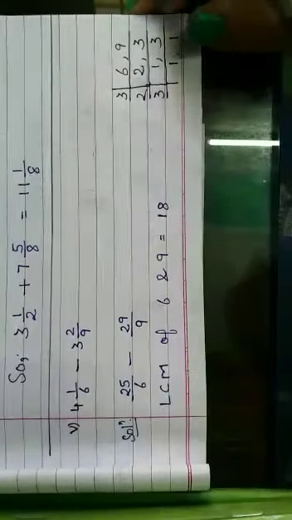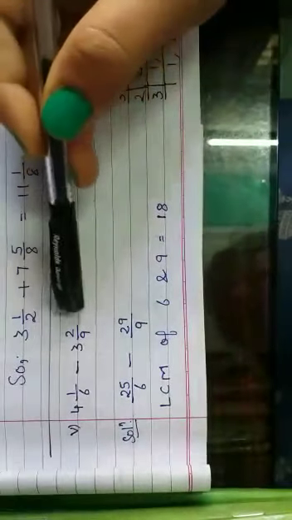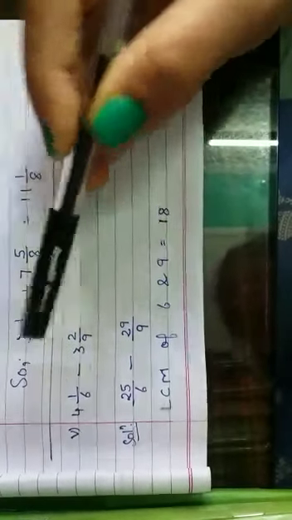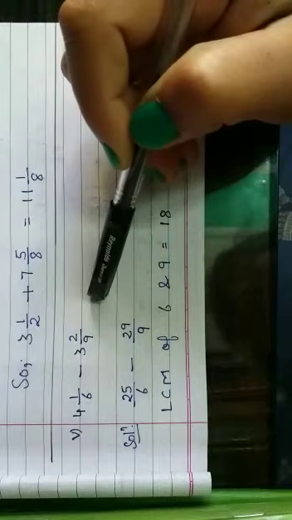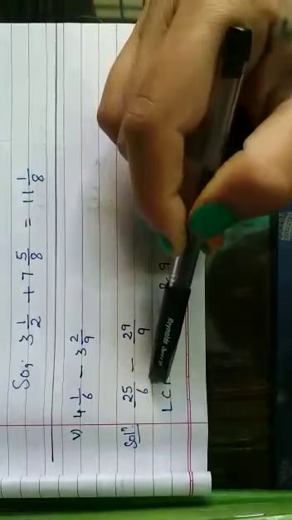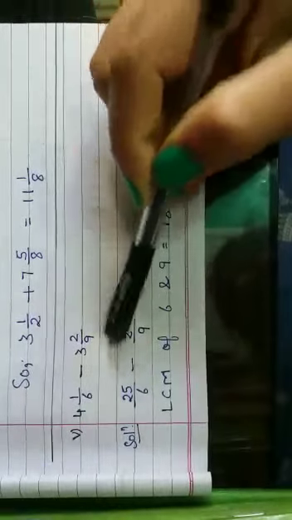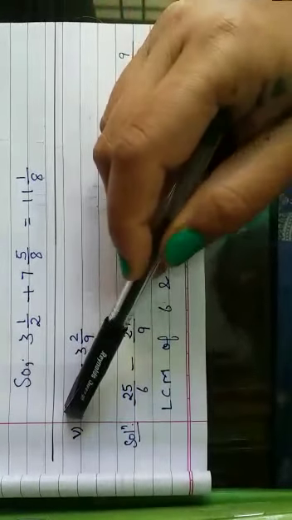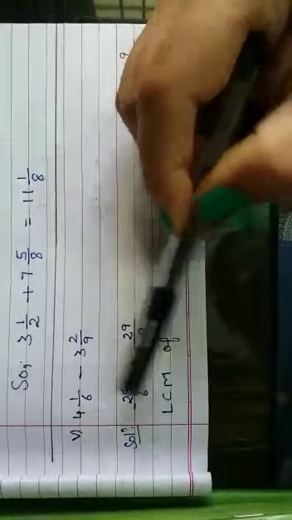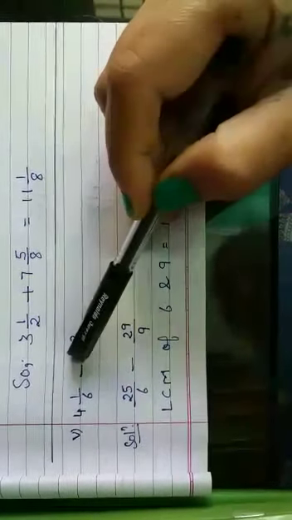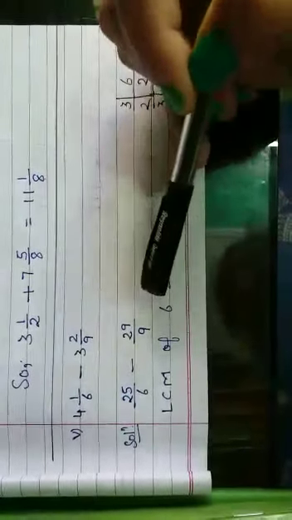The next one is 4 1 upon 6 minus 3 2 upon 9. Again we have mixed fractions, so we change these into improper ones. So 25 upon 6 minus 29 upon 9. After changing into improper, we get 6 4s are 24 plus 1, 25 upon 6, minus 9 3s are 27 plus 2, 29 upon 9.